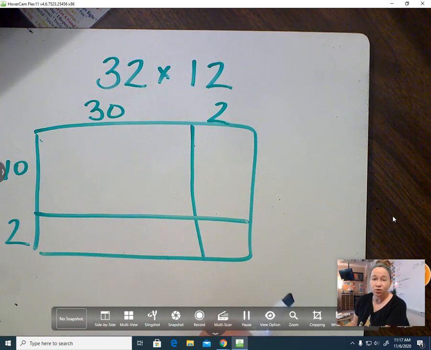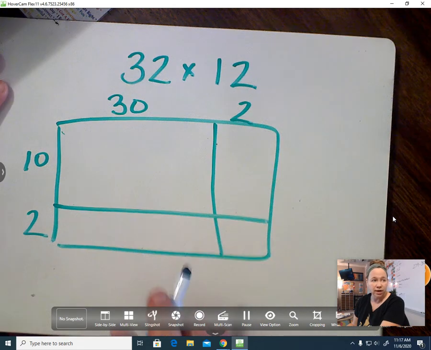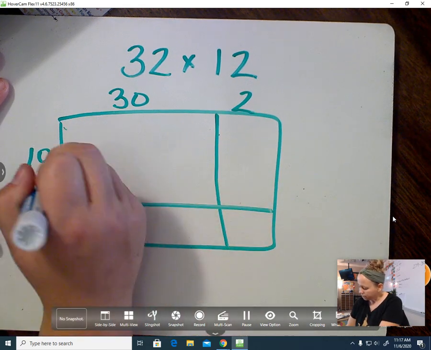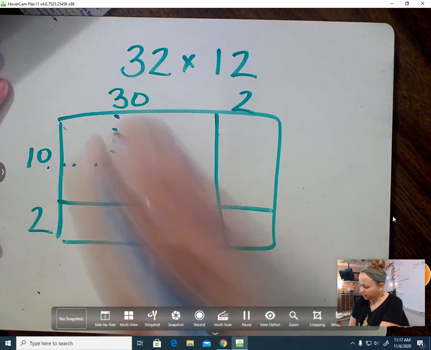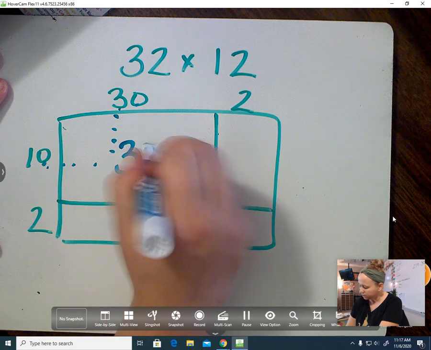Remember that even if you don't like this way, I want you to try it today. Sushi rule. Don't go off on your own and try some other strategy. Try this strategy today. Okay. 30 times 10. Meet in the middle. 3 times 1 is 3, and I need 2 placeholder zeros. Great.